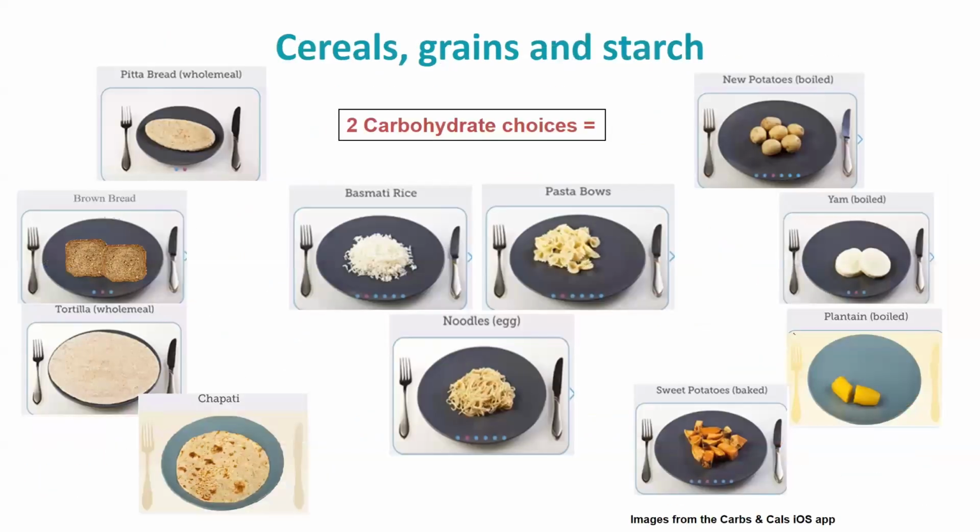I thought it might be helpful to show you some examples of what 2 carbohydrate choices look like. So we have 1 large wholemeal pita bread, 2 slices of brown bread, 1 large wholemeal tortilla wrap, 1 medium-sized chapati, 100 grams of cooked basmati rice, 100 grams of cooked pasta, 100 grams of egg noodles, 5 or 6 baby boiled potatoes, this amount of yam, plantain, or sweet potato.